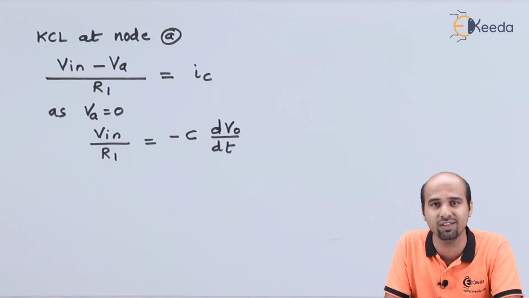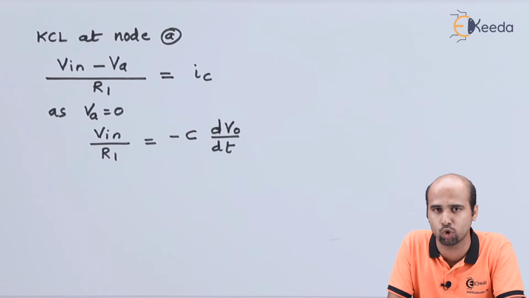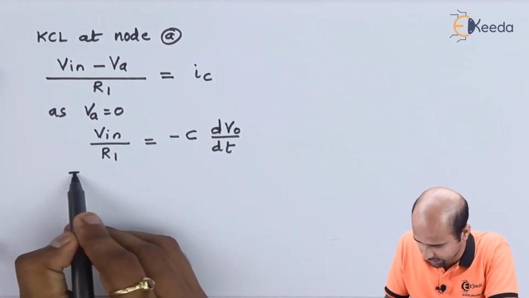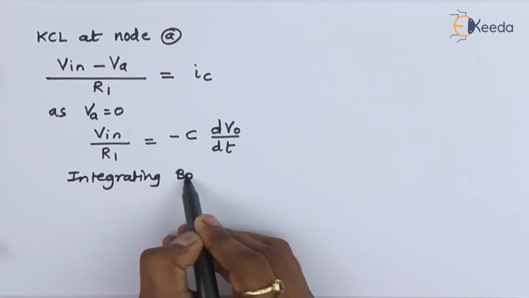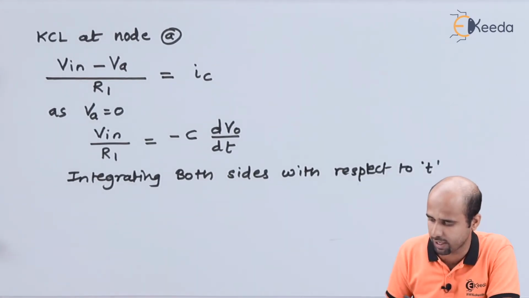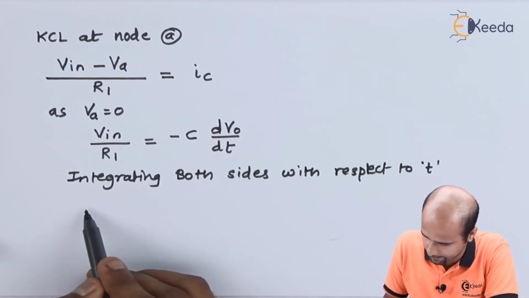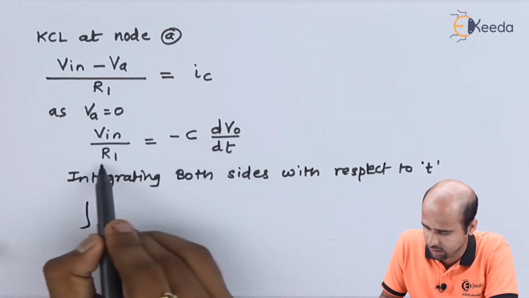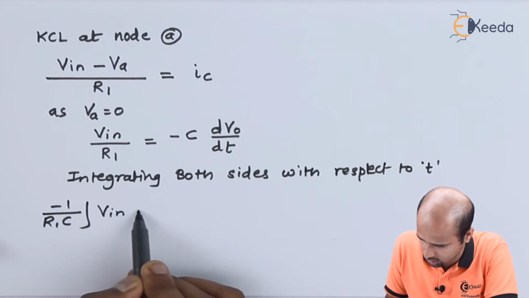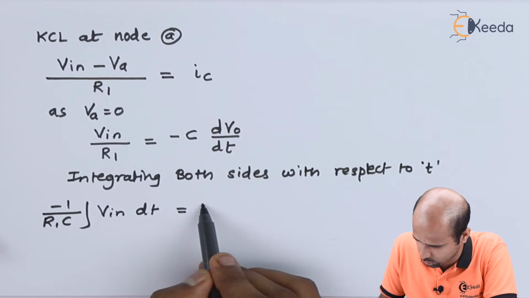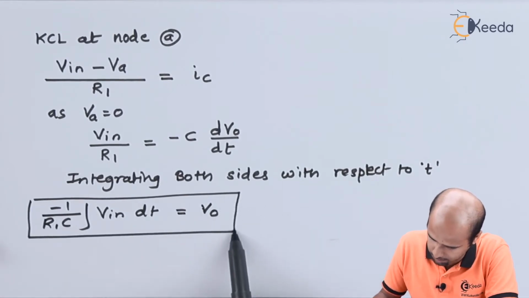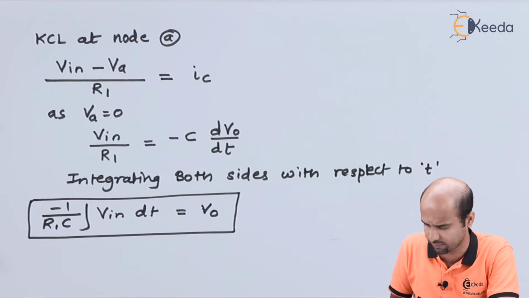I want VO in the form of Vin. So what do I have to do? I have to do the opposite of differentiation, that is nothing but integration. So we will integrate both sides with respect to t, that is the time parameter, because dt is over here. We will get minus 1 upon R1 into C, into the integral of Vin dt, which is equal to the value VO. This is nothing but the expression of the simple integrator.